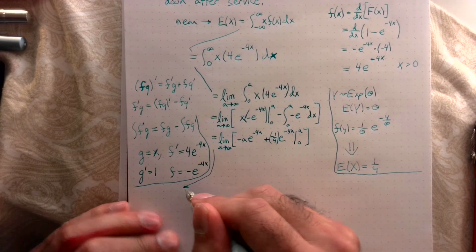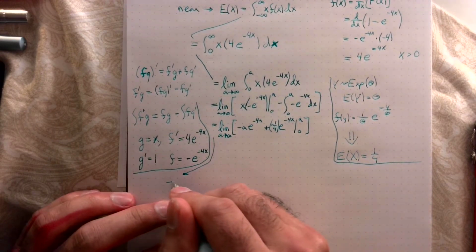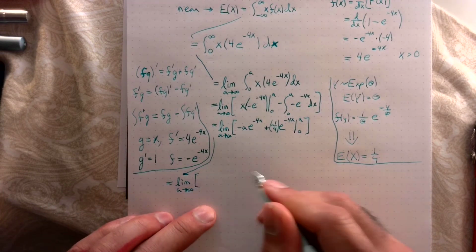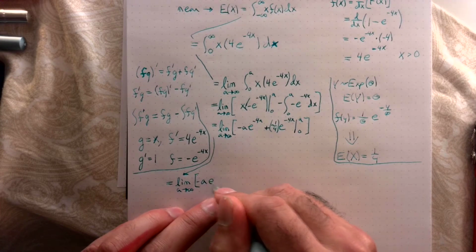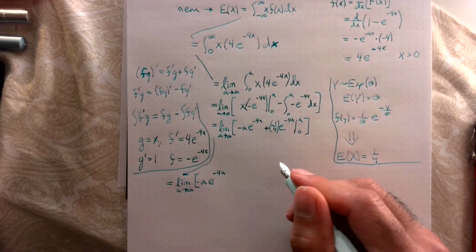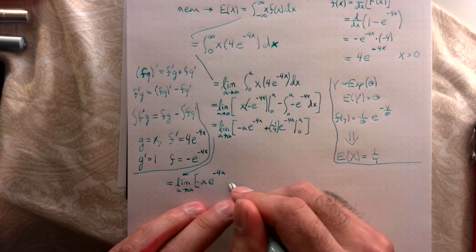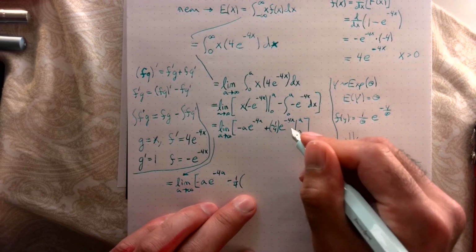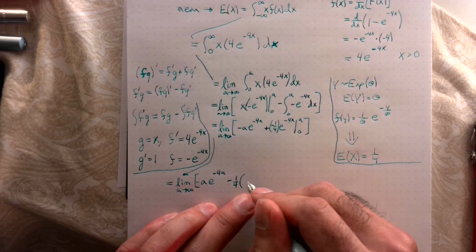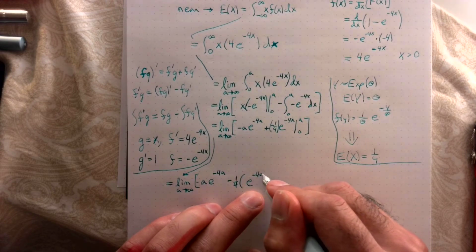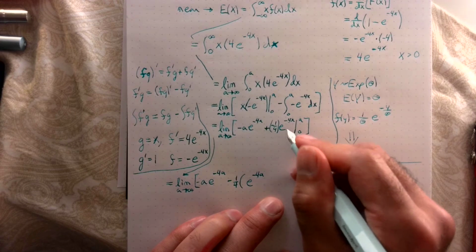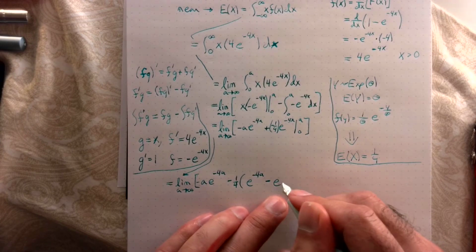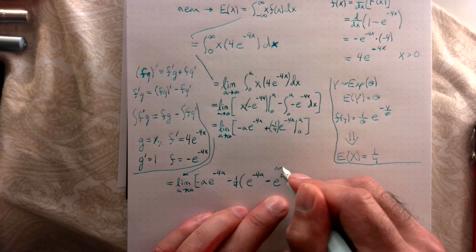So let's bring us down here. So this is going to be equal to the limit as a goes to infinity of minus a times e to the minus 4a. And then I'm going to have minus 1/4. And then I want to plug in a, so this is e to the minus 4a. And then plug in 0. E to the 0 is going to be 1. So I guess I'll just do it. So this is minus e to the 0. This is going to be 1.